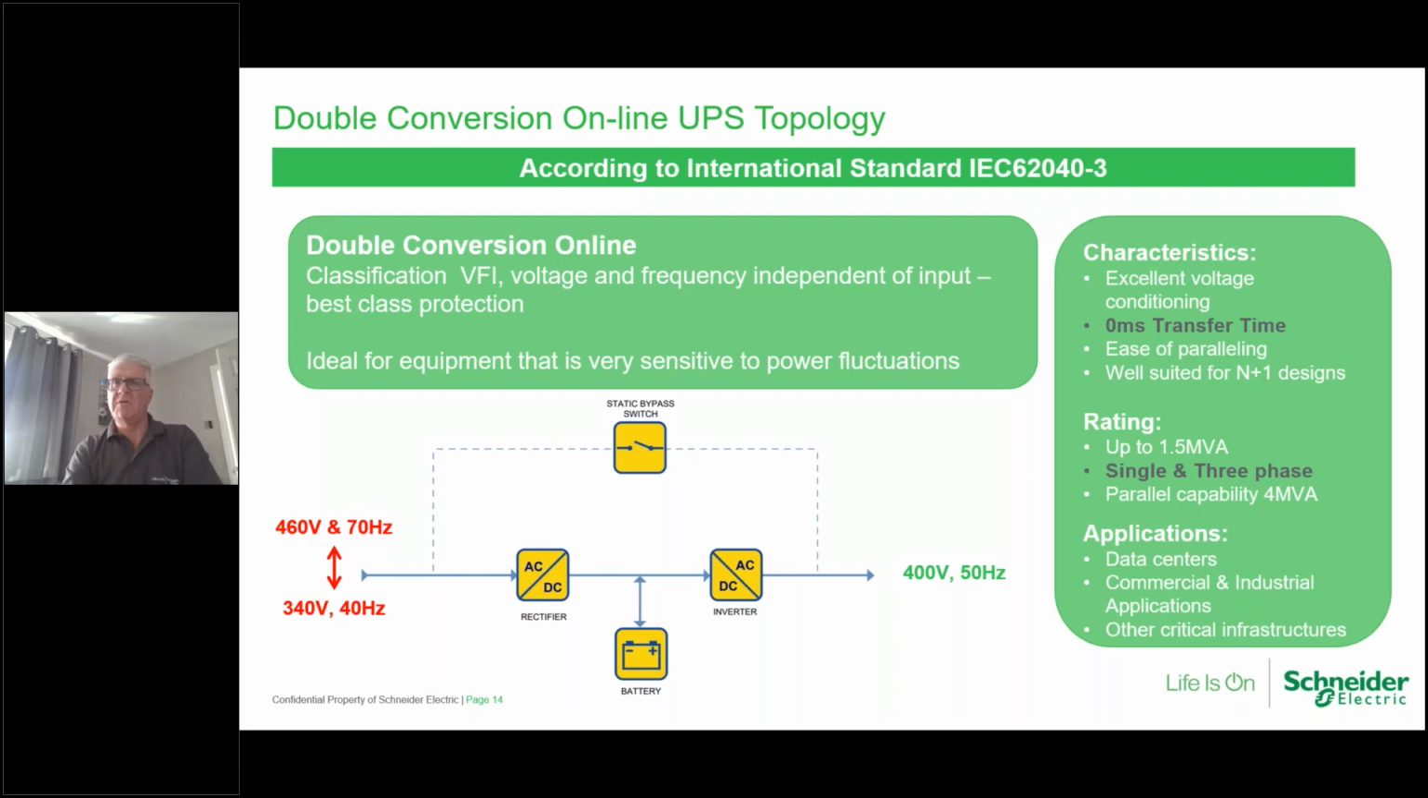Rating up to 1.5 MVA in a single unit, could be bigger, but you can then parallel units to give you higher capacity. As we suggest, paralleling capability up to 4 MVA, some may be able to go higher. Typical applications here are data centers and the commercial and industrial world as well. This is where we start to think about operating machinery, as we mentioned in some of the earlier slides, and other critical infrastructures. Somewhere that needs support from a UPS, a double conversion unit should be able to provide the power required.